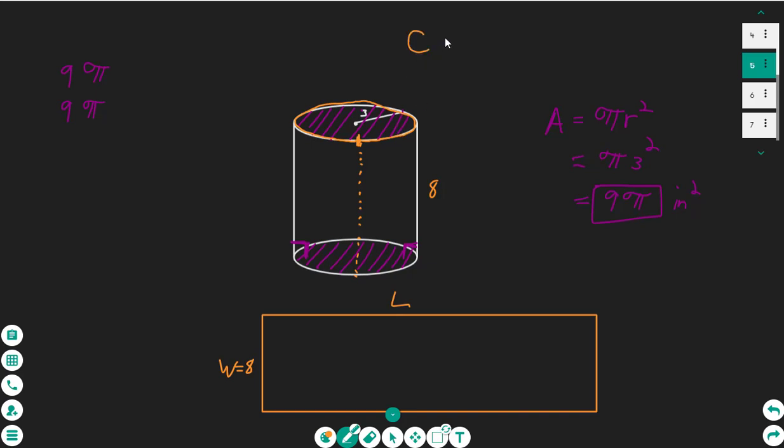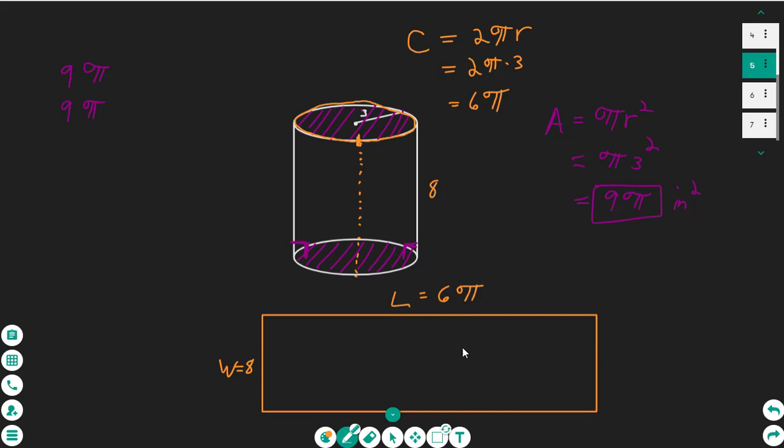We've learned that the circumference of a circle can be found with the formula 2 pi r, right? So we can do that. Let's do it. We have 2 times pi times r, which is given to us. It's a 3. So we're multiplying that by 3. 2 times 3 is 6. So we end up with 6 pi as our circumference. So this length here is 6 pi.